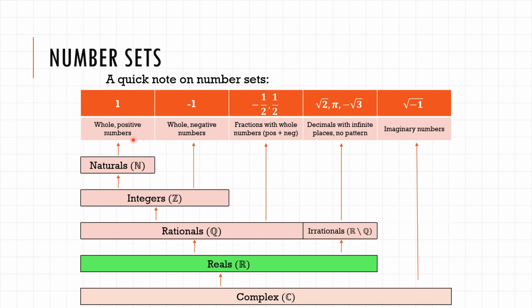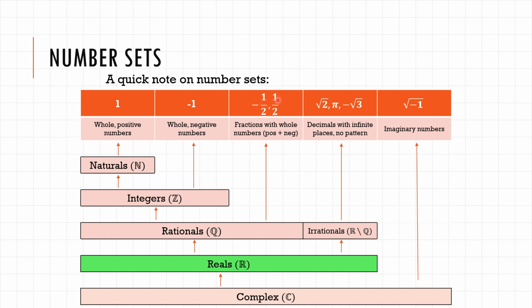There are natural numbers, which are whole and positive, so not even zero. But every single natural number is also part of a bigger number set that we call integers. And those are whole, positive, or negative numbers. So every natural number is an integer, but integers also include negatives. All of these are part of the set that we call rational numbers. So these are fractions that have whole numbers in the numerator and denominator, and that could be a positive whole number or a negative one.